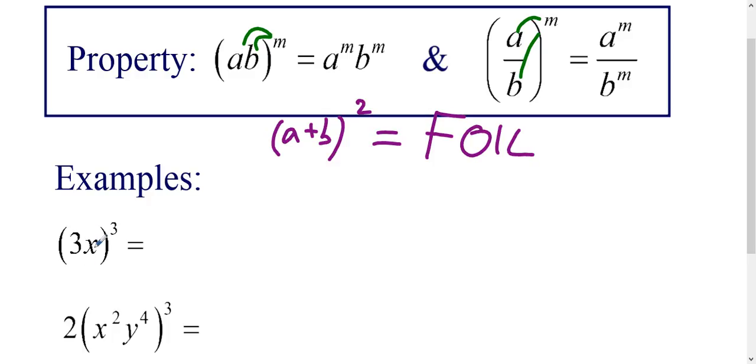So we have a multiplication, which means you distribute the exponent to every term inside. So that's 3 to the third and x to the third. And then anytime you've got a number with an exponent, you should multiply that out. 27x to the third.